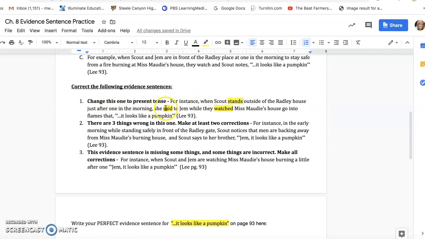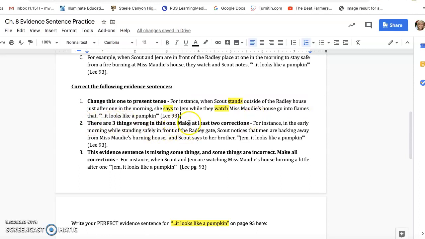Just after 1 in the morning, she said to Jem, instead of said, which is past tense, put it in present tense. She says to Jem, while they watched Miss Maudie's house go into flames, instead of watched, it would be watch. So now it's in present tense. For instance, when Scout stands outside of the Radley house just after 1 in the morning, she says to Jem while they watch Miss Maudie's house go into flames that it looks like a pumpkin. So now we have those in present tense.